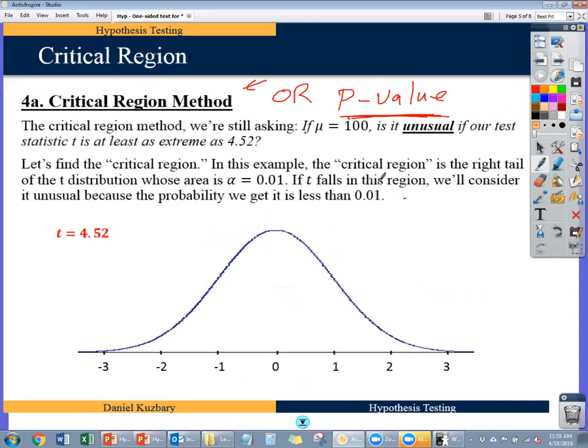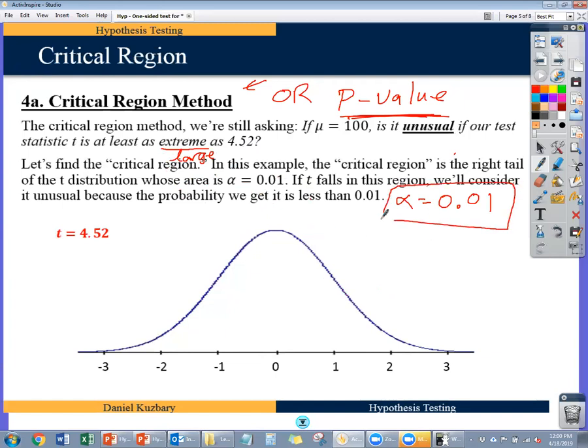And for a right-sided test in which our alpha is equal to 0.01, we're going to be asking this question. If the mean is really 100, meaning it didn't go up, the training didn't work, is it unusual if our test statistic t is at least as extreme as 4.52? Now, in the one-sided, right-tailed test, by extreme we mean large. If you've seen a two-tailed test, extreme could mean small or large. But when we're doing a right-tailed test, we mean, is it unusual if our test statistic is at least as big as 4.52?